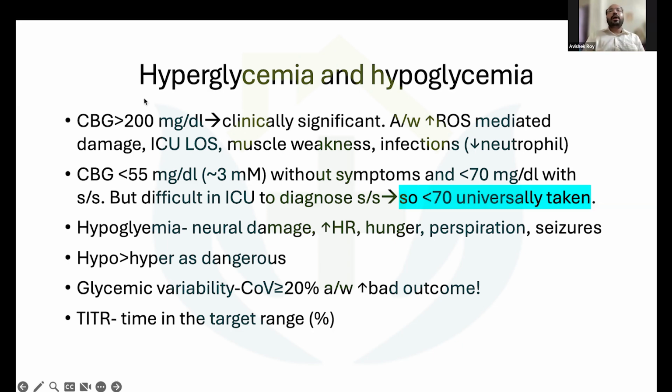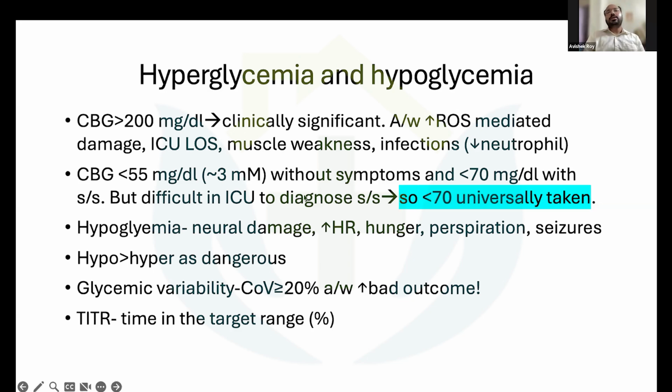Similarly, hypoglycemia is when your blood sugar level is less than 55 generally, though the definition of hypoglycemia varies in adults. It is generally marked as less than 54, some books say 55 milligram per deciliter, without symptoms, or less than 70 with symptoms. This is the current definition of hypoglycemia.